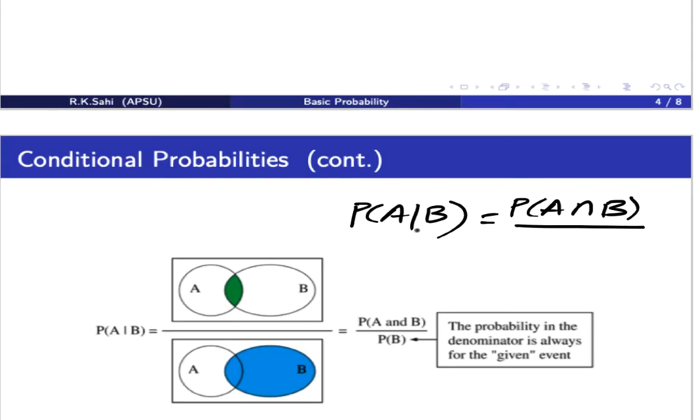Always look at the event which happens after this vertical line. The event which is happening after the vertical line, guys, which is this little b for us, is the one which goes in the denominator. So this is where it happens. This b is the one which goes here. Okay. Now let's do some examples.